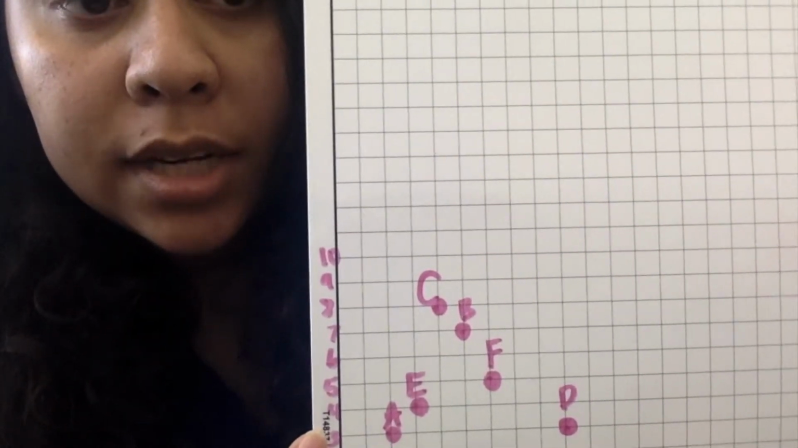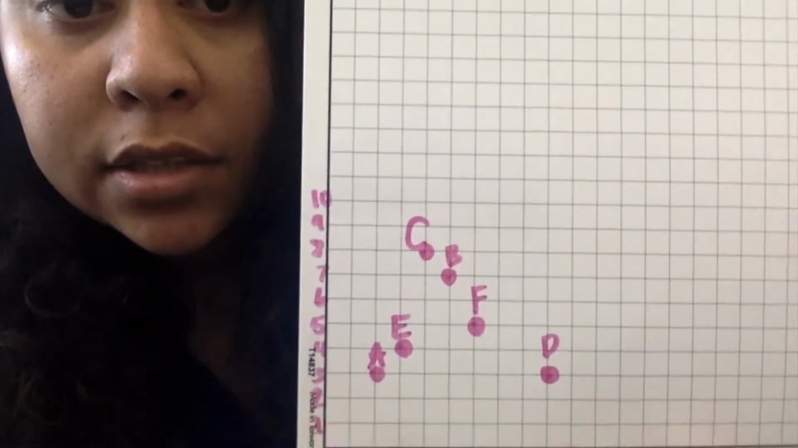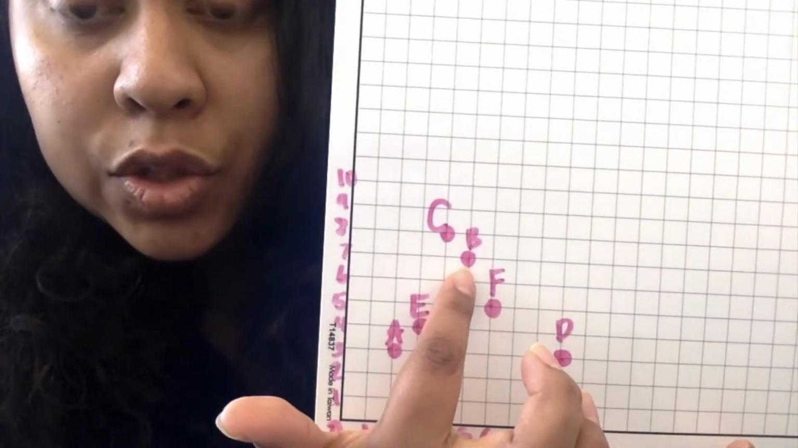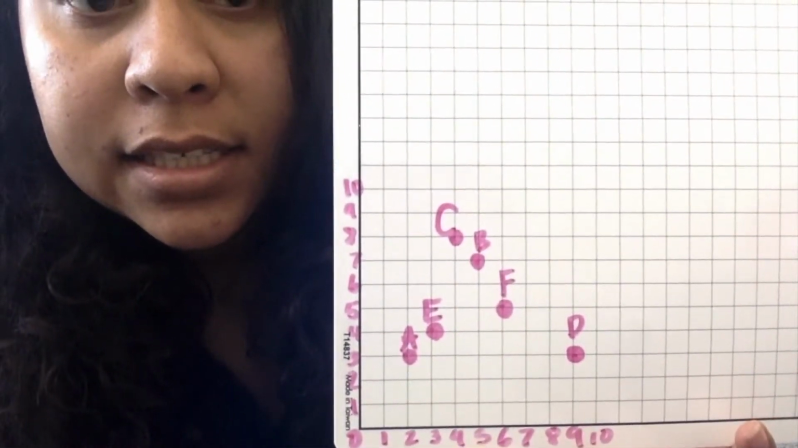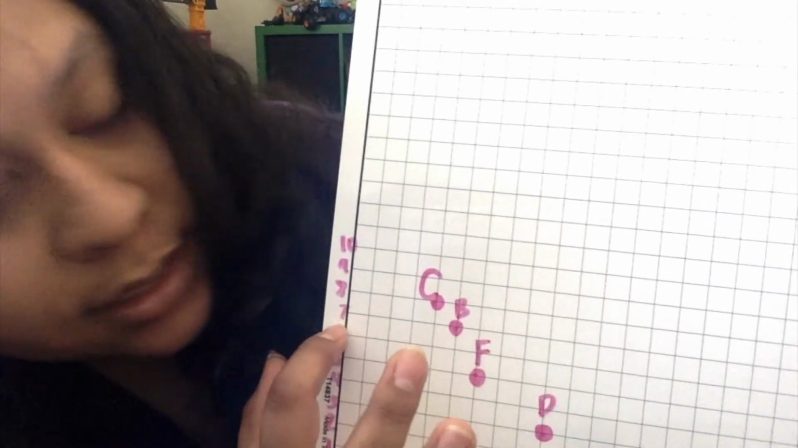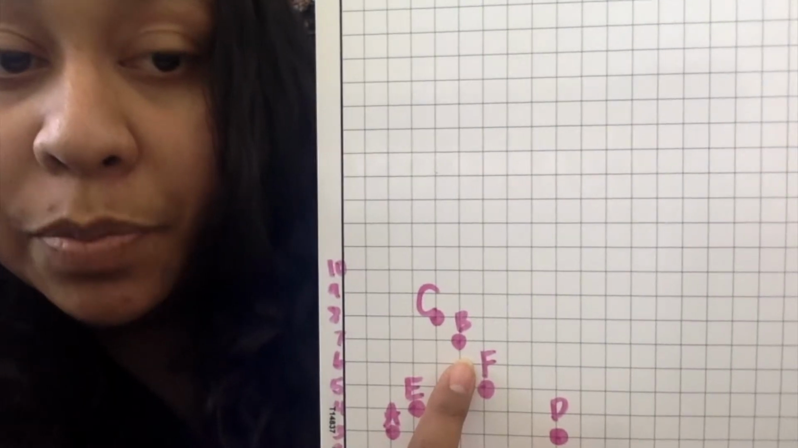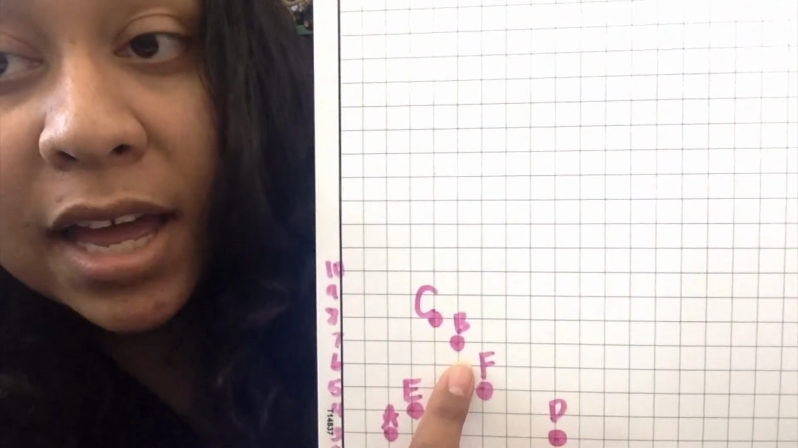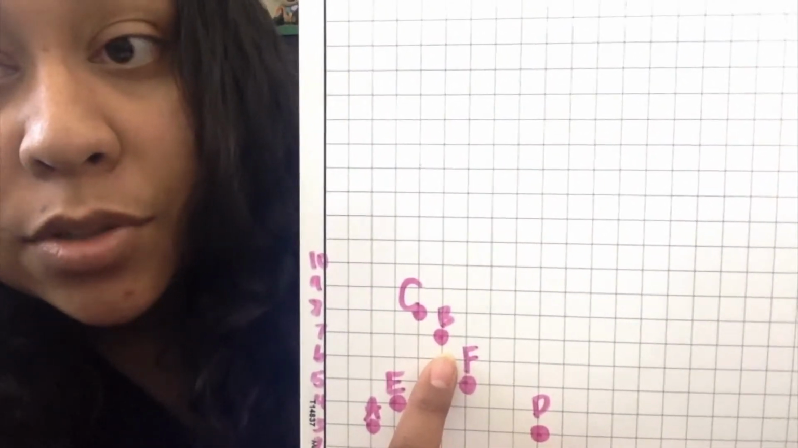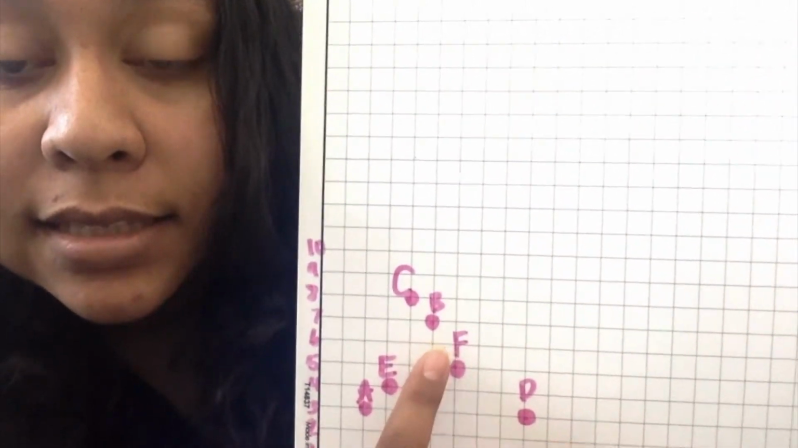Okay? So next, number 2, it says point B. So by looking at the coordinate grid A, point B I see is right here. So point B on the x-axis is on 5, and then on the y-axis is on 7. So the coordinate pair for B would be parentheses 5, comma 7 parentheses. Okay, so do the same steps for problems 3, 4, 5, and 6.